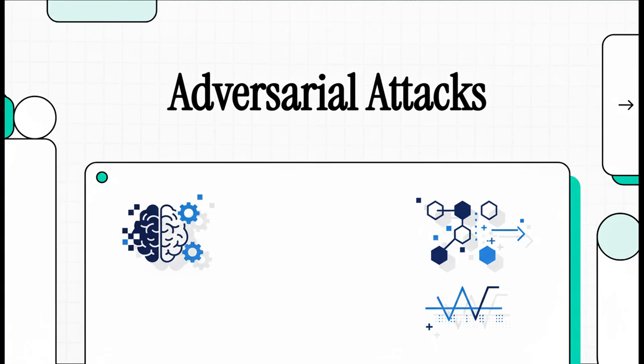Welcome to The Explainer. Today, we're diving into one of the most fascinating and, frankly, concerning threats to artificial intelligence, adversarial attacks. Now, this isn't about traditional hacking. We're talking about something much more subtle. It's about manipulating the very way an AI thinks.